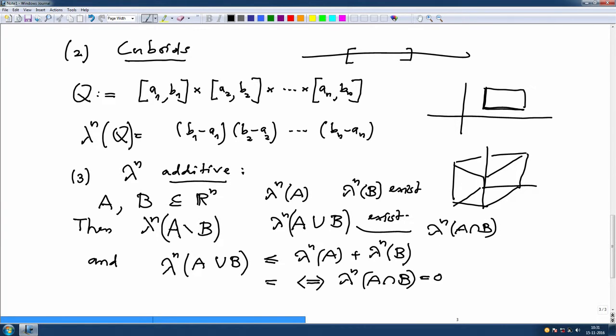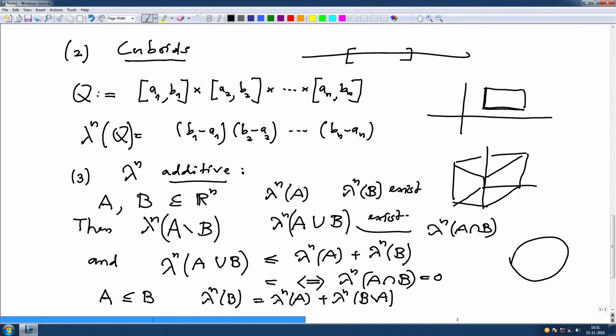So, in particular, if A is a subset of B, then lambda n of B will be equal to lambda n of A plus lambda n of B minus A. This is also more or less intuitively clear, because if you have a smaller subset here, then the volume of the bigger one is the volume of this plus the volume of the remaining part. So all these things are very, very intuitive.